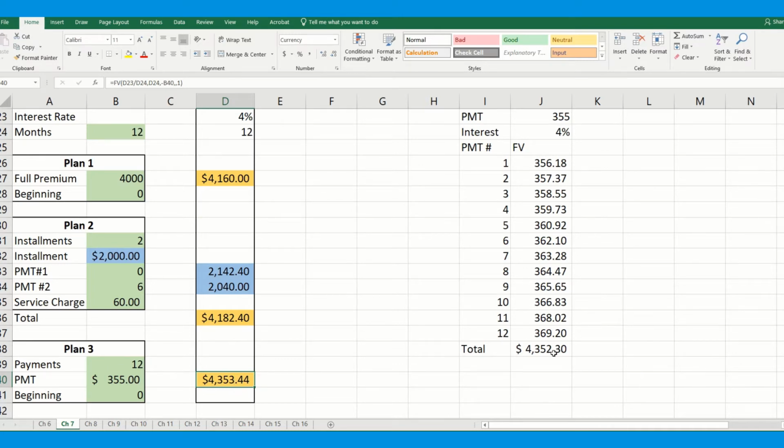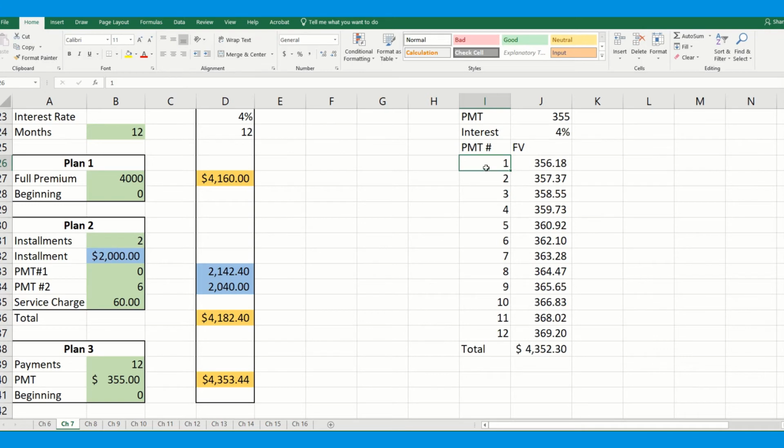But if I use the actual individual payments, I end up with $4,352.33. Sorry, $4,352.30. So it could be that we could have our first payment. Yes, it was our first payment, but it started immediately. So maybe now that we see that, I'm looking at it going, you know what, it should be closer than that.